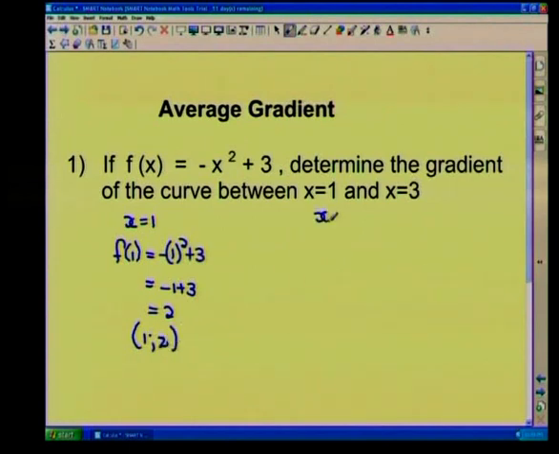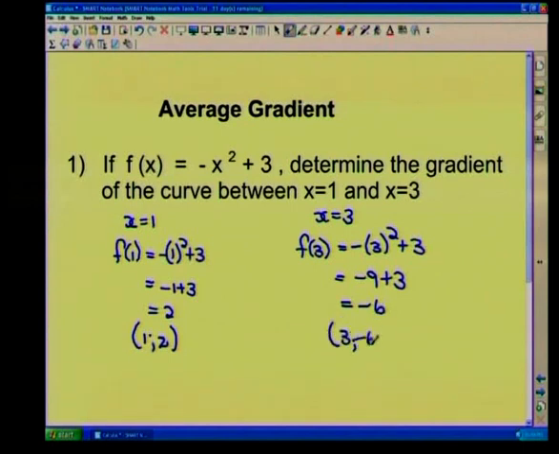Right, now I do the same with this one. x is 3, so I'm going to work out f of 3. So it's going to be minus 3 squared plus 3, which is going to give me minus 9 plus 3, which is equal to minus 6. So we have a coordinate 3, negative 6. Notice I've made no attempt to actually draw this. And you know what? You don't need to. So, don't make work where you don't have to. If you want to, I'll draw it so you can get a bit of an idea of the perspective.